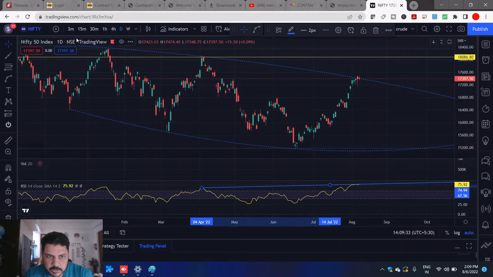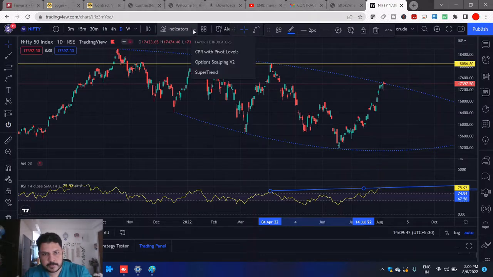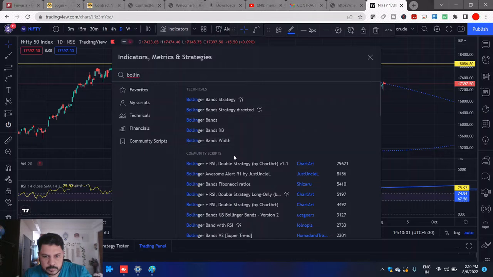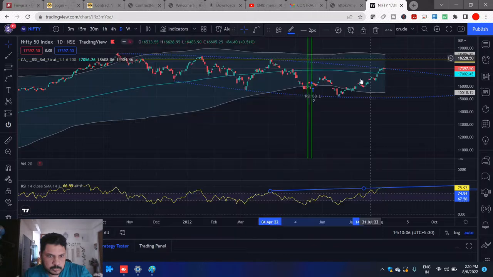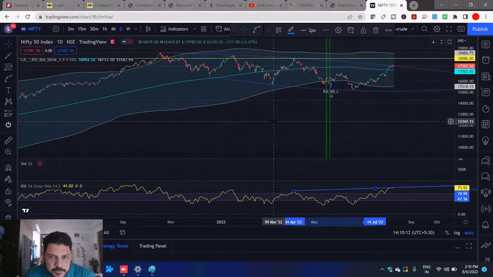If we have to see this on it, for example, if you want to use an indicator called Bollinger Band, so let's see how it is looking on Bollinger Band, पे कैसे दिखता है. So this is your Bollinger Band.